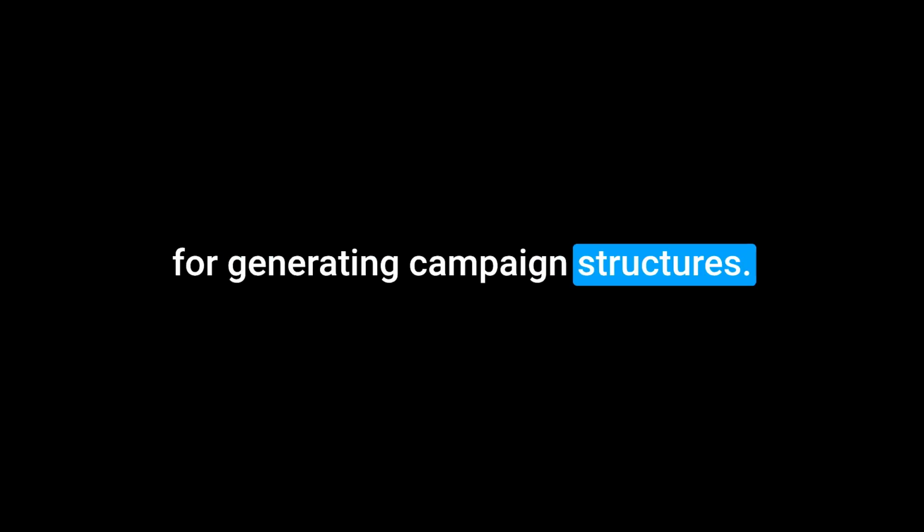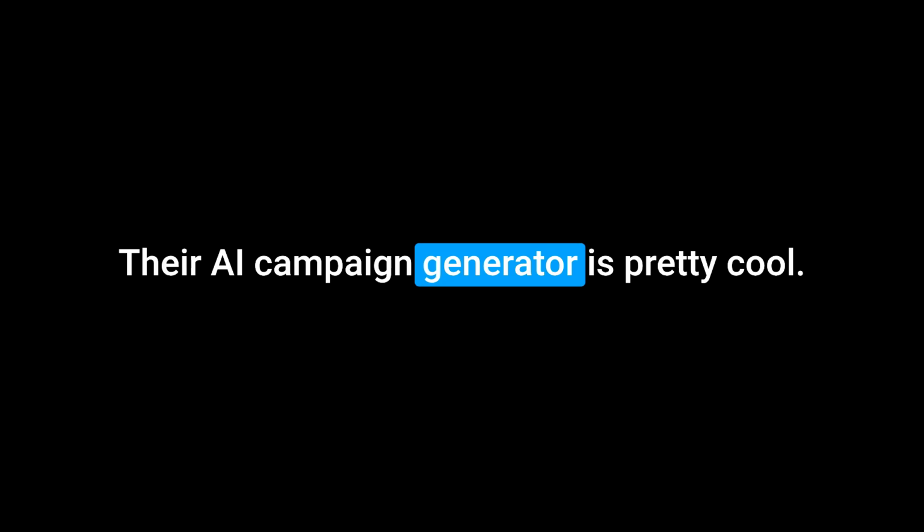GetResponse leans heavily into AI for content within campaigns and for generating campaign structures. Their AI campaign generator is pretty cool. You give it prompts and it can build out a whole sequence. Landing page, welcome email, follow-up newsletter. Right, generating the whole flow. Yeah, the whole multi-component campaign structure. And inside their editor, they have an AI writing assistant. It helps you rewrite text, add details, shorten, lengthen, change tone, fix grammar, even translate on the fly.